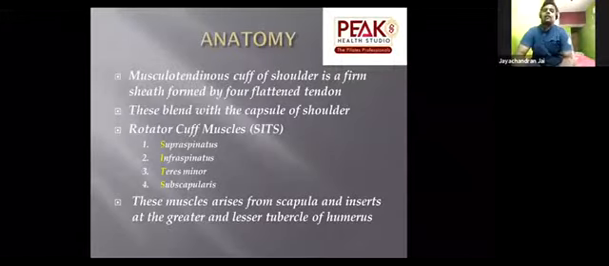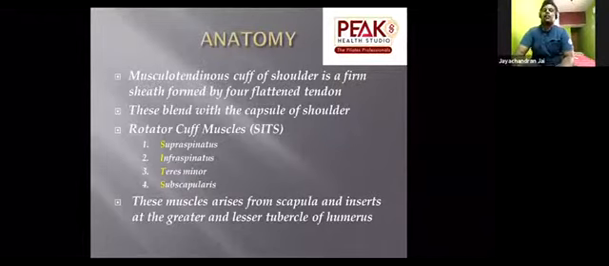So the musculotendinous cuff of the shoulder is a firm sheath formed by 4 flattened tendons. These blend with the capsule of the shoulder, the posterior, anterior, and the middle capsule. The rotator cuff muscles are the supraspinatus, infraspinatus, teres minor, and subscapularis muscle. Mainly, they are normally called as SITS. These muscles arise from the scapula and insert at the greater and the lesser tubercle of the humerus.